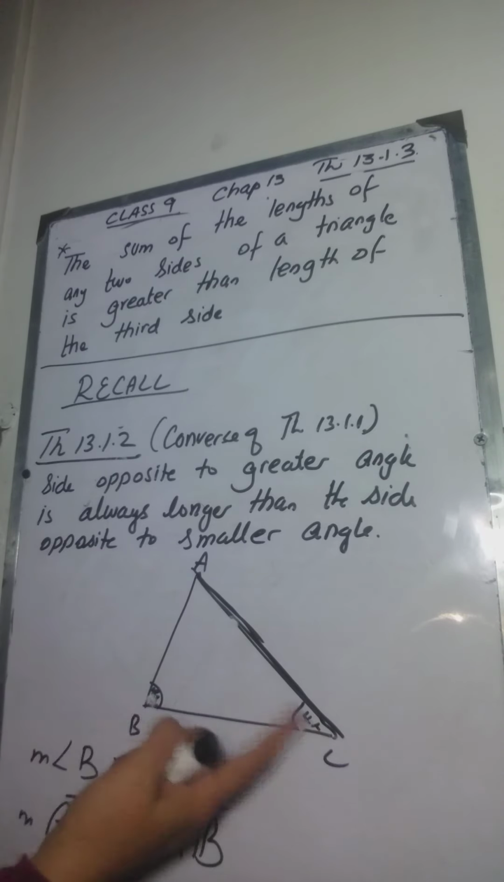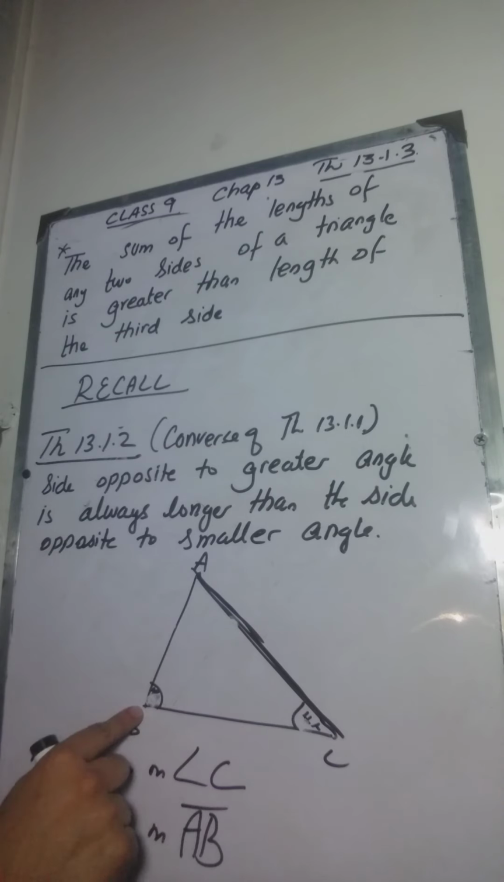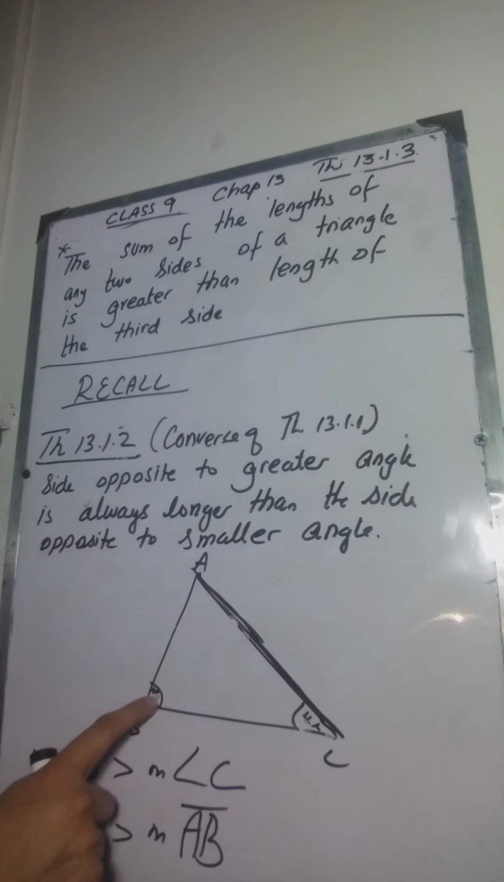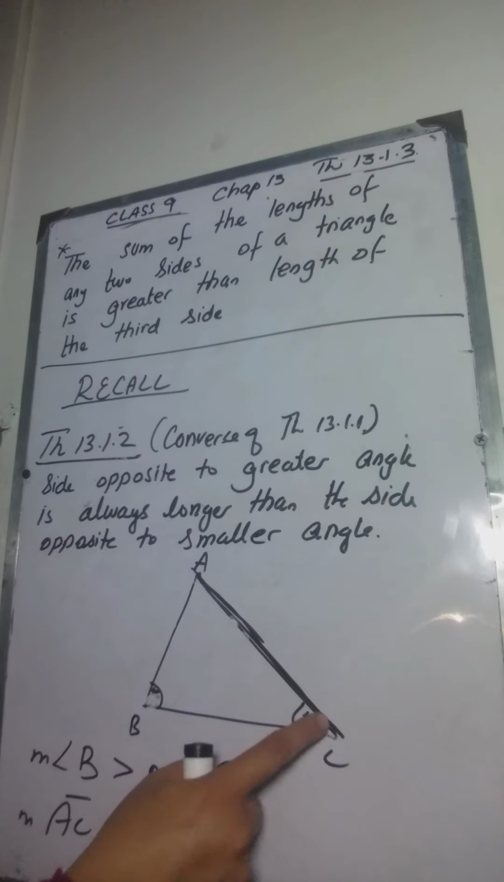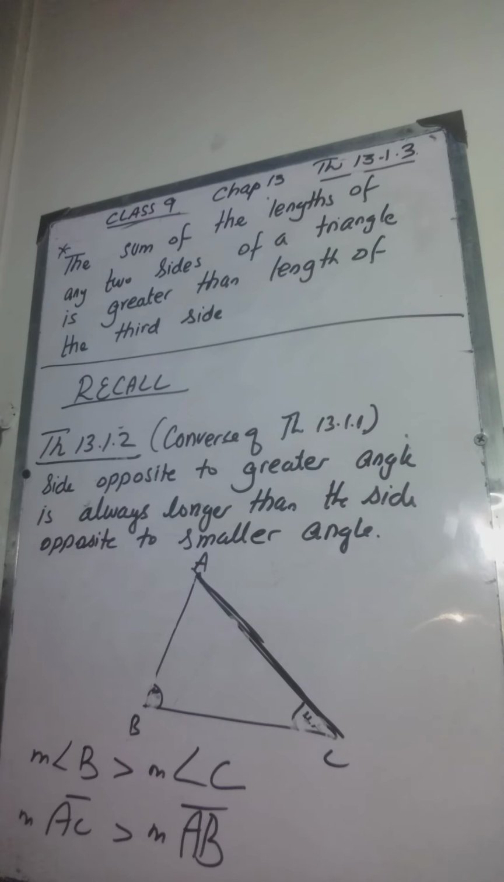So AB will be smaller because it is facing the smaller angle. This side will be shorter because it is facing the smaller angle, and this AC will be longer than this side because it is facing the greater angle. So greater angle, longer side; smaller angle, shorter side. This is the statement that we are going to use in our proof.